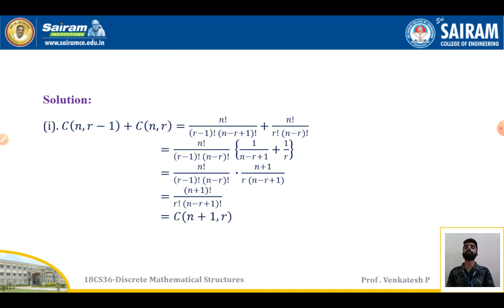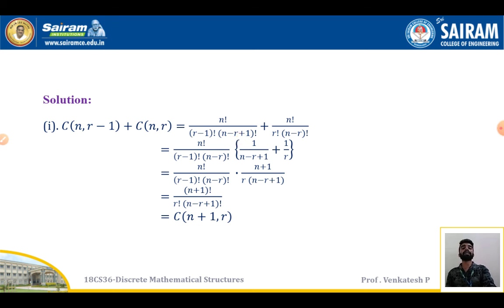First let me explain the combination. This can be expanded like n factorial by (r minus 1) factorial, (n minus r plus 1) factorial, and here this one is n factorial by r factorial, (n minus r) factorial. From this one I'm going to expand like n factorial by r into (r minus 1) factorial, and this one is (n minus r) factorial. And same thing here also, I'm going to expand this (n minus r plus 1) factorial like (n minus r plus 1) into (n minus r) factorial.